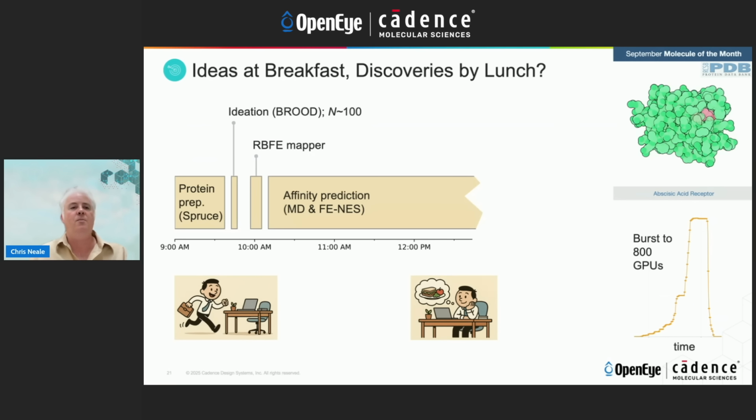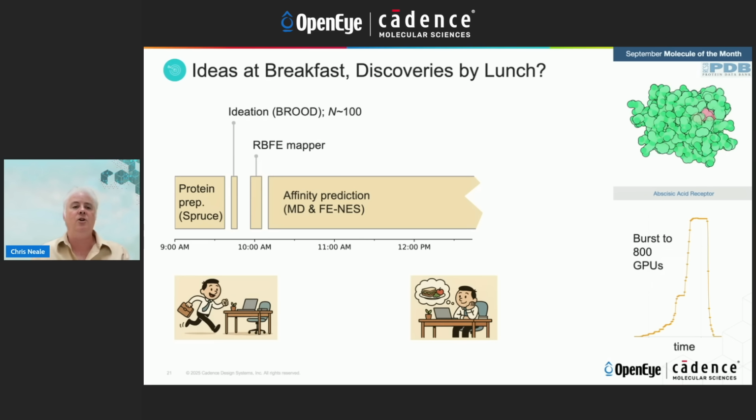So in the title, I promised ideas at breakfast and discoveries by lunch. So in the car on the way to work one day, I was trying to think about how I could demonstrate this. And I thought, well, when I get to work, I'll take the molecule of the month from the RCSB, which turned out to be the abscisic acid receptor in September. So I got in at 9 a.m.